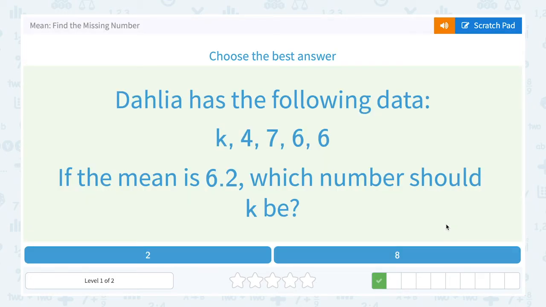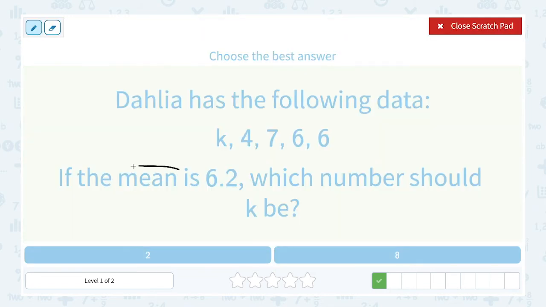Dahlia has the following data: K, 4, 7, 6, and 6. If the mean is 6.2, what number should K be? Okay, so again, we're looking for the mean to be 6.2. And remember, the mean is the average, or what you get when you add up those numbers and divide by how many there are. So I want to take a look at my data.